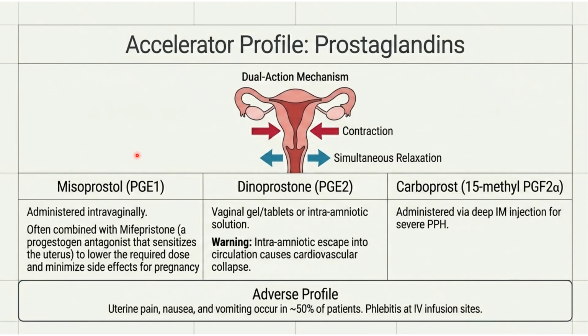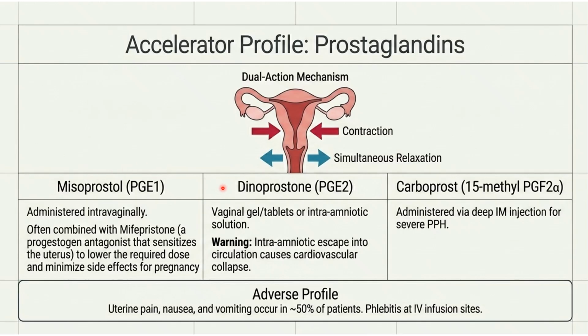The three commonest types of prostaglandin analogs are, first, misoprostol, which is a prostaglandin E1 analog and can be administered intravaginally as vaginal tablets. It is combined with mifepristone, which is a progestogen antagonist that sensitizes the uterus. With the use of mifepristone, we can lower the dose of misoprostol and minimize the side effects in early pregnancy. This can be used for cases of incomplete abortion or missed abortion.